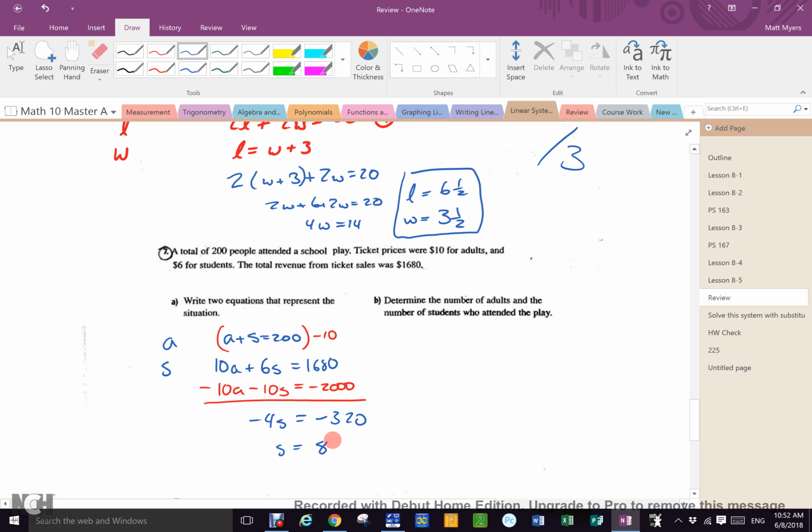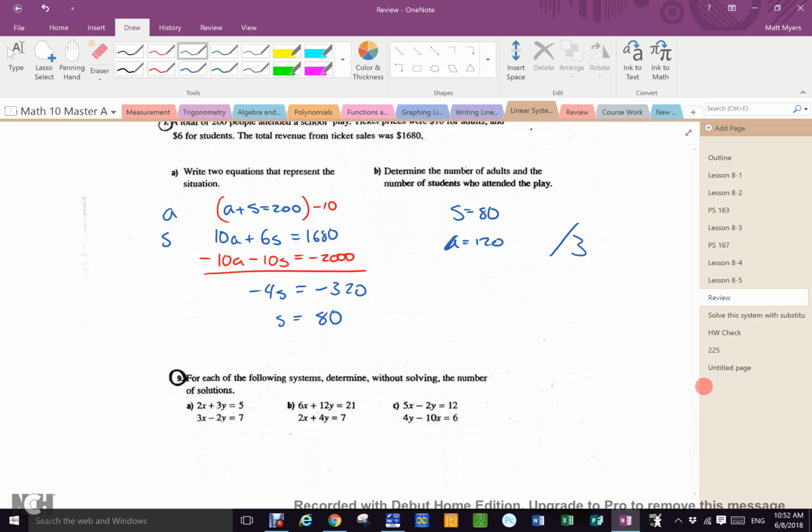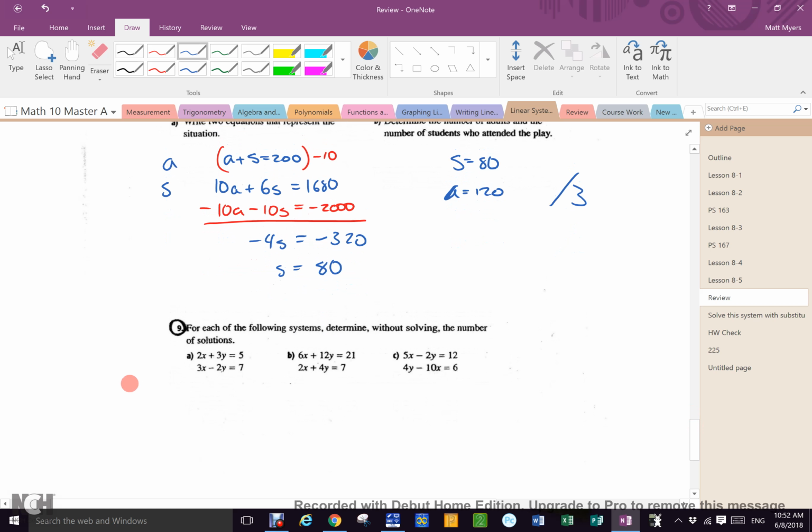So S equals 80. If S is 80, then it's 200 minus 80. So the adults equals 120 for 3 marks. And lastly, how many solutions? If there's one solution, what's different? Slope. So check for slope here. How do I check for slope? I would convert them. 3y equals negative 2x plus 5. Y equals negative 2/3 x plus 5/3.